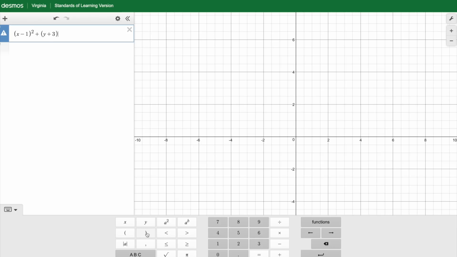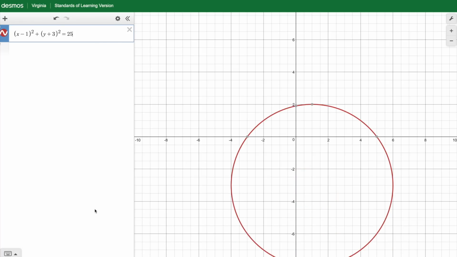Now, if I don't want to use my own keyboard, this is where the square is over here, where it has an a squared. So I can just press that, and it's going to equal, for my circle equation, 25. I'm going to hide my keypad here. So there it is. There's my circle.